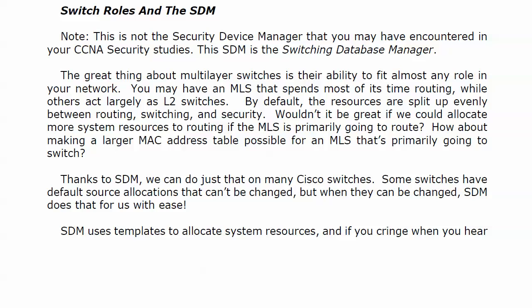Wouldn't it be great, though, if we had a multi-layer switch that was primarily going to route and we could allocate more of the system resources to routing? How about if we have that multi-layer switch we talked about that's primarily going to be a layer 2 switch? It's going to be mostly switching. How about making a larger MAC address table possible for such a multi-layer switch? Well, thanks to SDM, we can do just that on many Cisco switches, not all of them. Some switches have default resource allocations that cannot be changed, but when they can be changed, SDM does it for us, frankly, with ease.